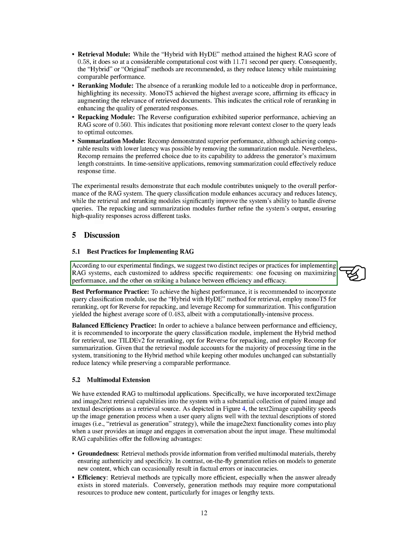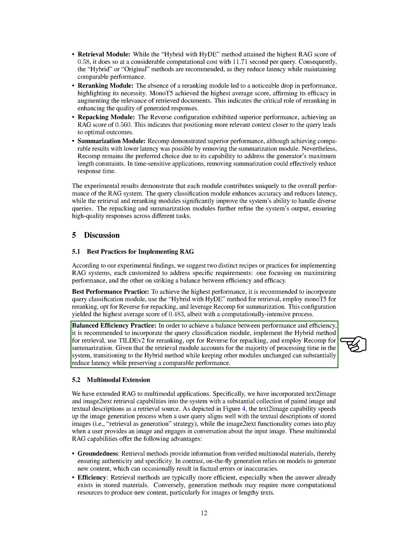Based on our experimental findings, we propose two distinct practices for implementing RAG systems tailored to specific needs, one focusing on maximizing performance and the other on balancing efficiency and efficacy. For the best performance practice, incorporating specific modules and methods yielded the highest average score of 0.483, albeit with higher computational intensity. On the other hand, the balanced efficiency practice recommends a configuration that strikes a balance between performance and efficiency, aiming to reduce latency while maintaining comparable performance levels.